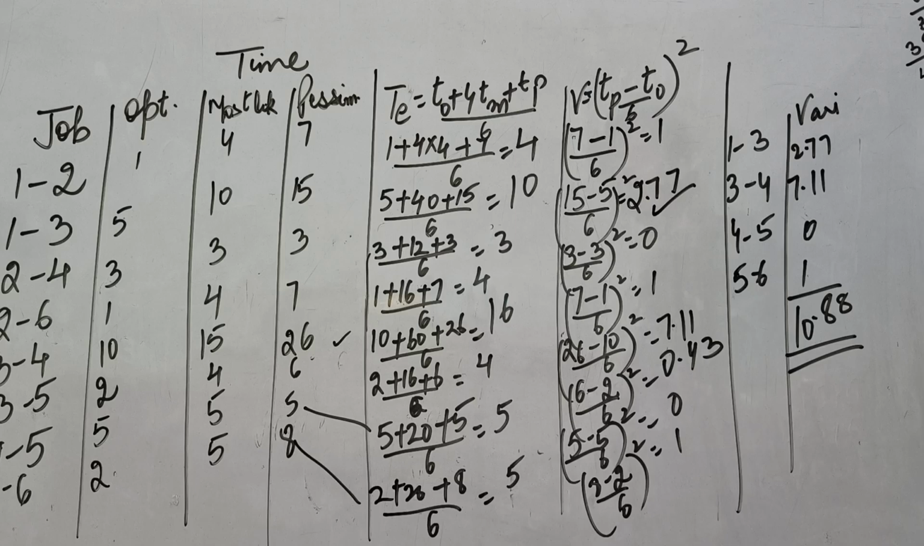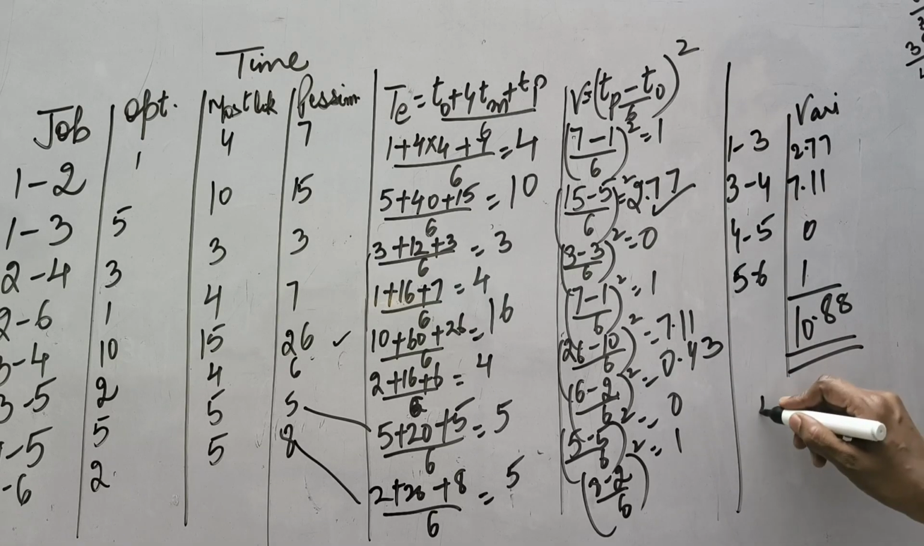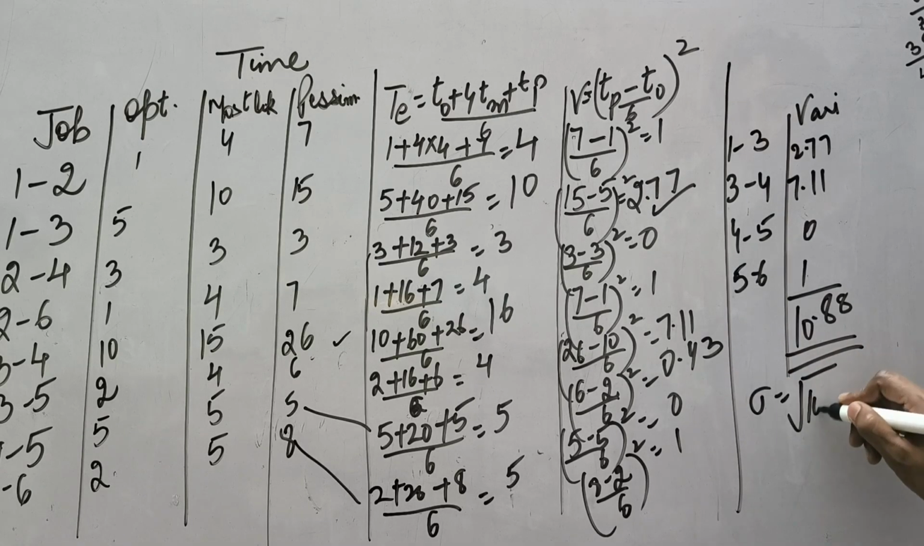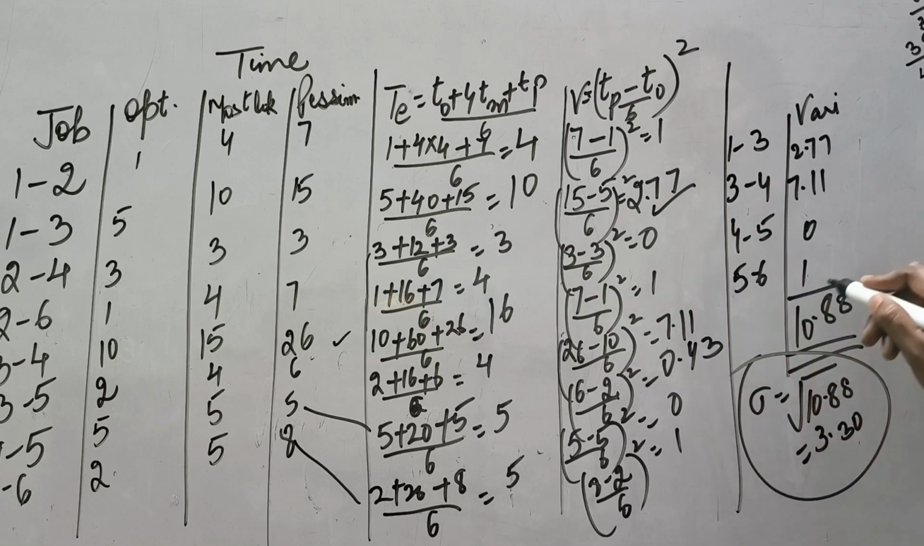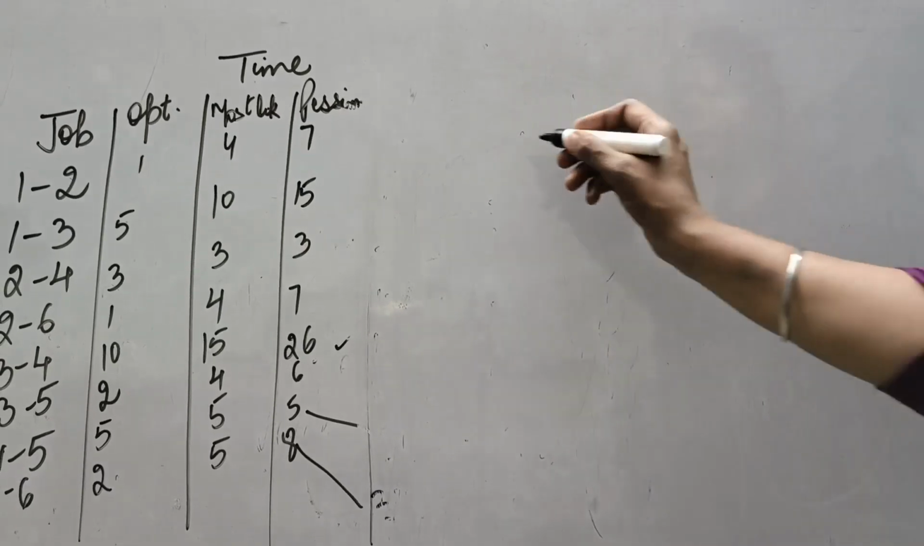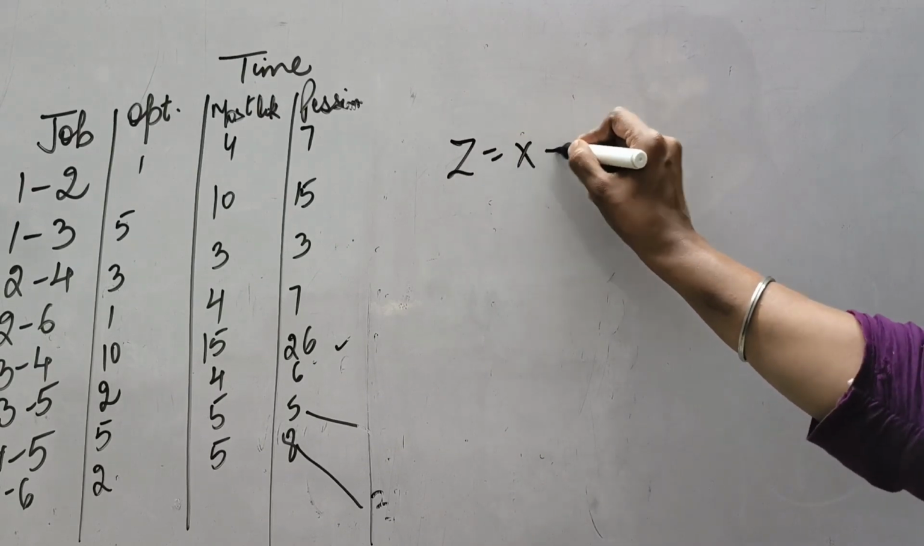Now you have to convert this variance into standard deviation to use it in the formula of probability. So take the square root of this, and this square root comes out to be 3.30. So now we have calculated the standard deviation of the critical path. This is the variance of the critical path and that is the standard deviation of the critical path, 3.30. Now let us apply this in the concept of probability. So now we have to apply this in the formula of normal distribution.